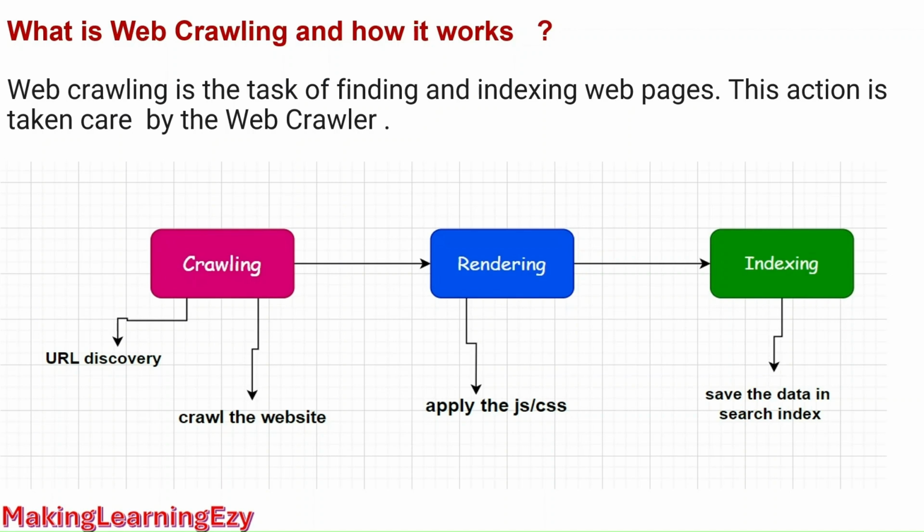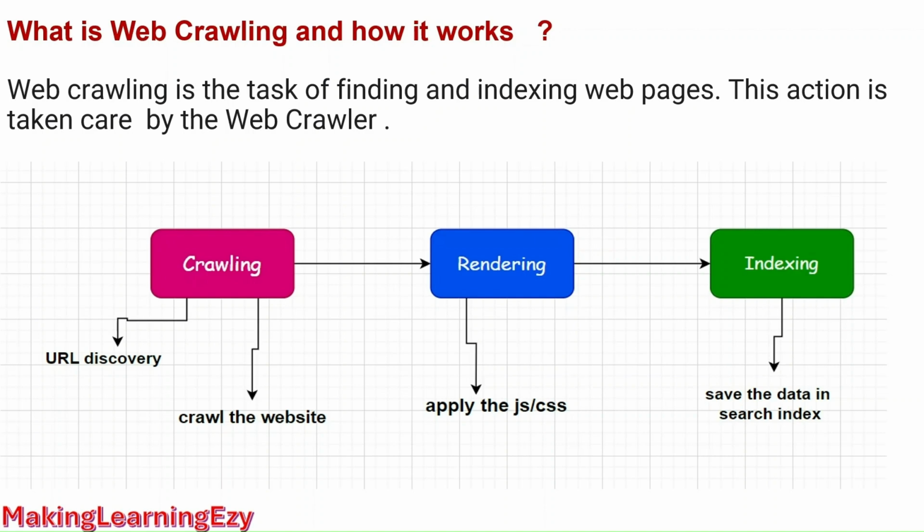After downloading the web page, that web page is given to the second step, which is rendering. In the rendering step, it parses the web page. While parsing the web page, if the crawler encounters any JavaScript or CSS link, first it downloads the JavaScript and CSS files, then it applies those JavaScript and CSS. Finally, it generates the rendered content. That rendered content is given to indexing.